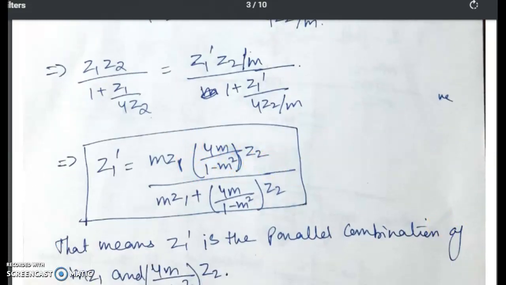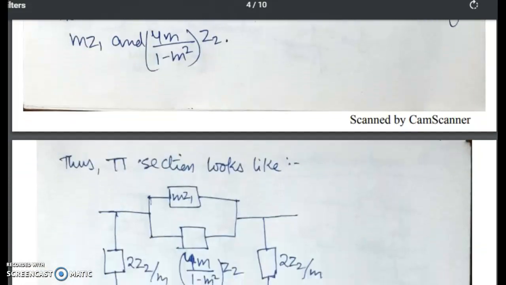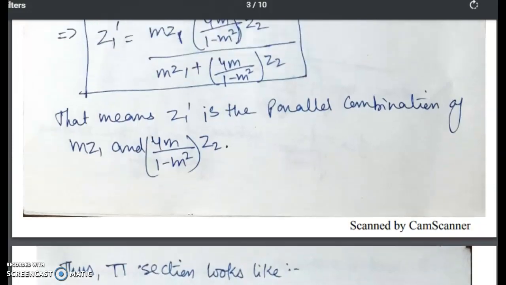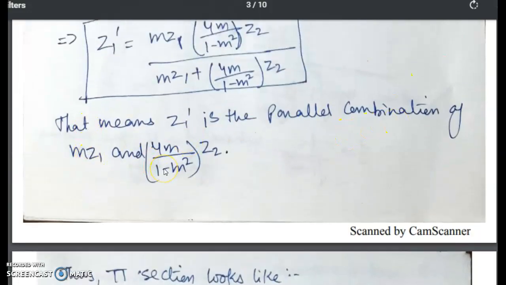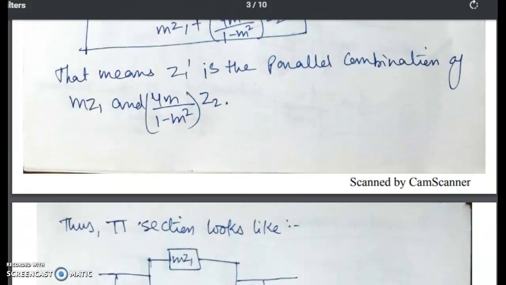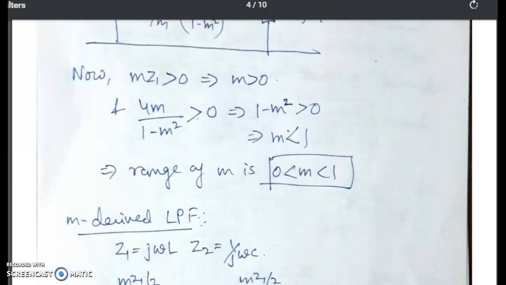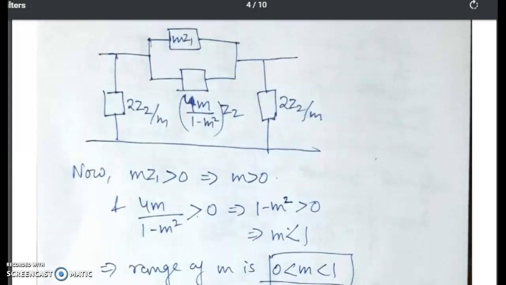So the shunt arm of the pi network is equal to 2Z2 upon M, because Z2 dash is equal to Z2 upon M, and Z1 dash is replaced by the parallel combination of two impedances: MZ1 and 4M upon (1 minus M square) into Z2. So in this way we obtain the T and pi networks of the M derived filter. Now again the condition is the same. Because it is impedance, it should be positive. So the first condition is MZ1 should be greater than 0. That means M should be greater than 0. When M is greater than 0, this term 2Z2 upon M will also be positive.